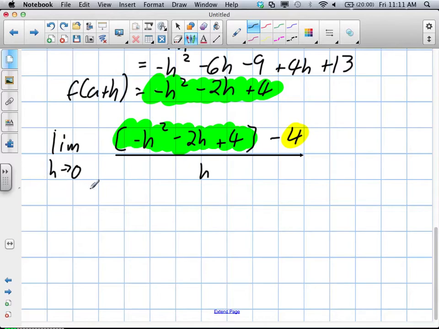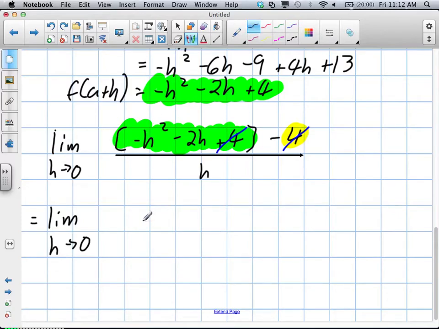So as we go through this, the limit is equal to the limit of h as it approaches 0. Okay, and we're going to start simplifying. So I'm going to take these brackets off. And when I take the brackets off, I'm going to have positive 4 and negative 4. What's going to happen to those two? They're going to cancel each other out.